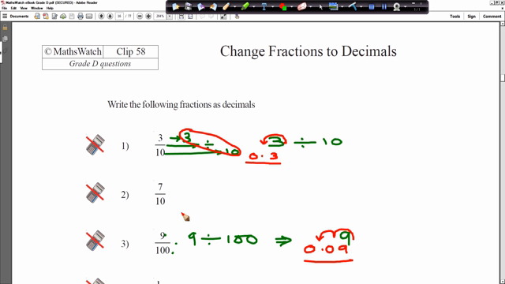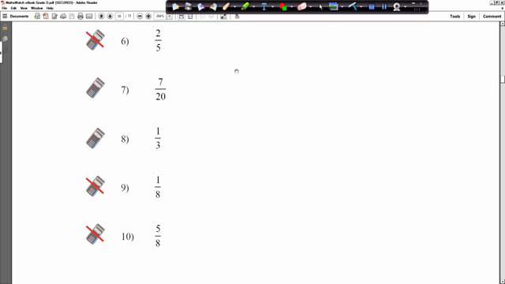Okay. What I would like you to do now is have a go at some of these questions. So if I look at these two over here. Okay, now let's look at those fractions which are not tenths or hundredths, and how we deal with those.